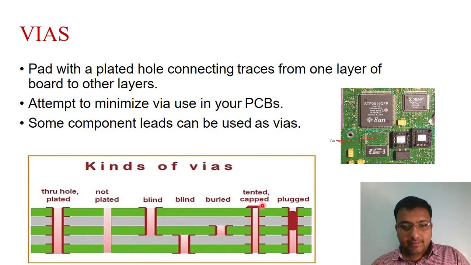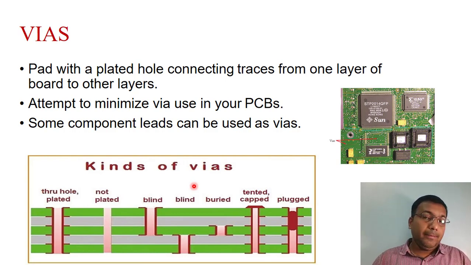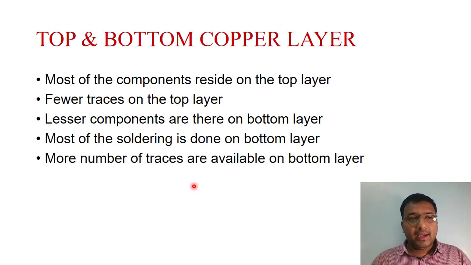Tinted cap means we need to put one cap on the top. This is a tinted cap and this is a through hole plated. These two are the same: through hole plated and tinted cap are the same. If we cap the through hole plated, then it is known as a tinted cap. Then plugged: we need to put some copper in between, so this is a plugged wire. So there are different types of wires; mainly blind and buried wires are used, along with plated and non-plated wires. Okay, so this is about wires.